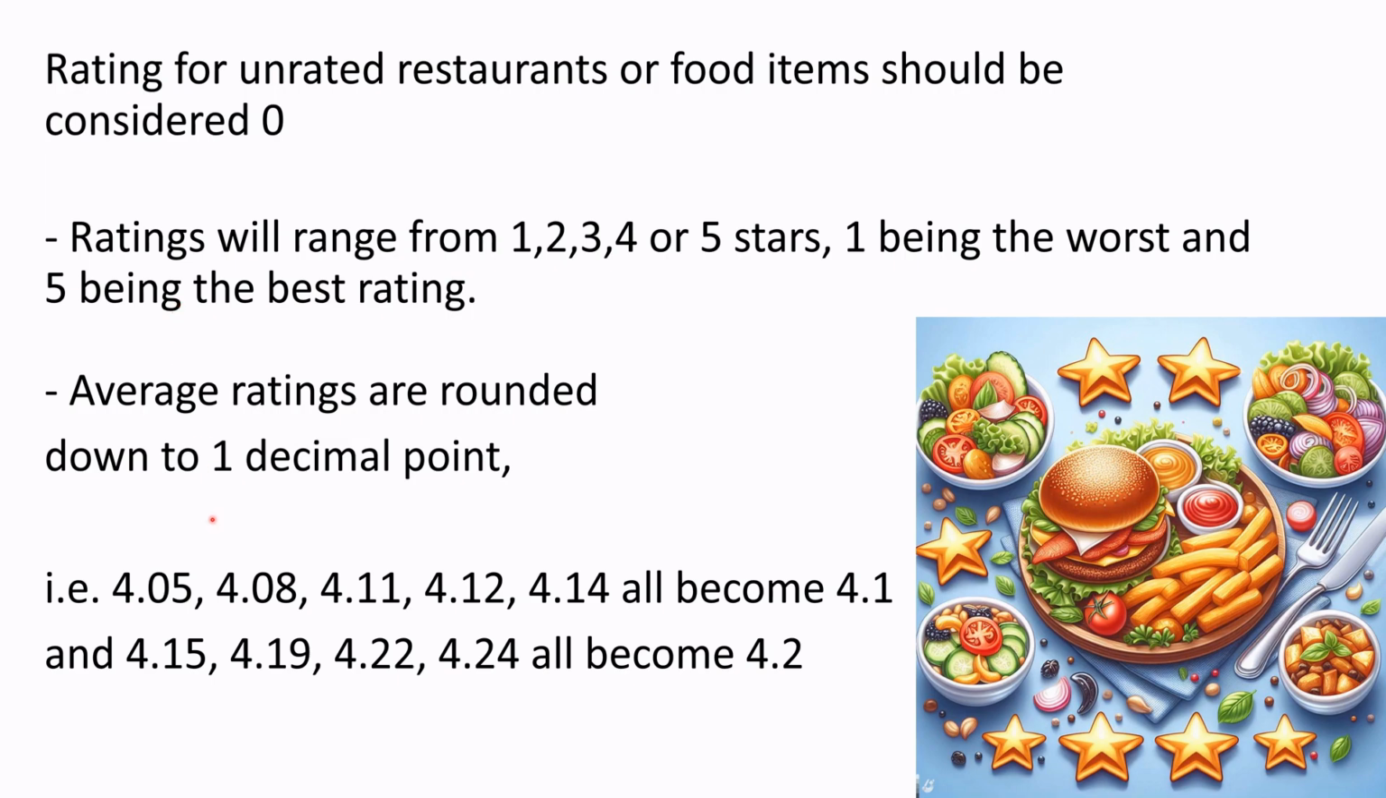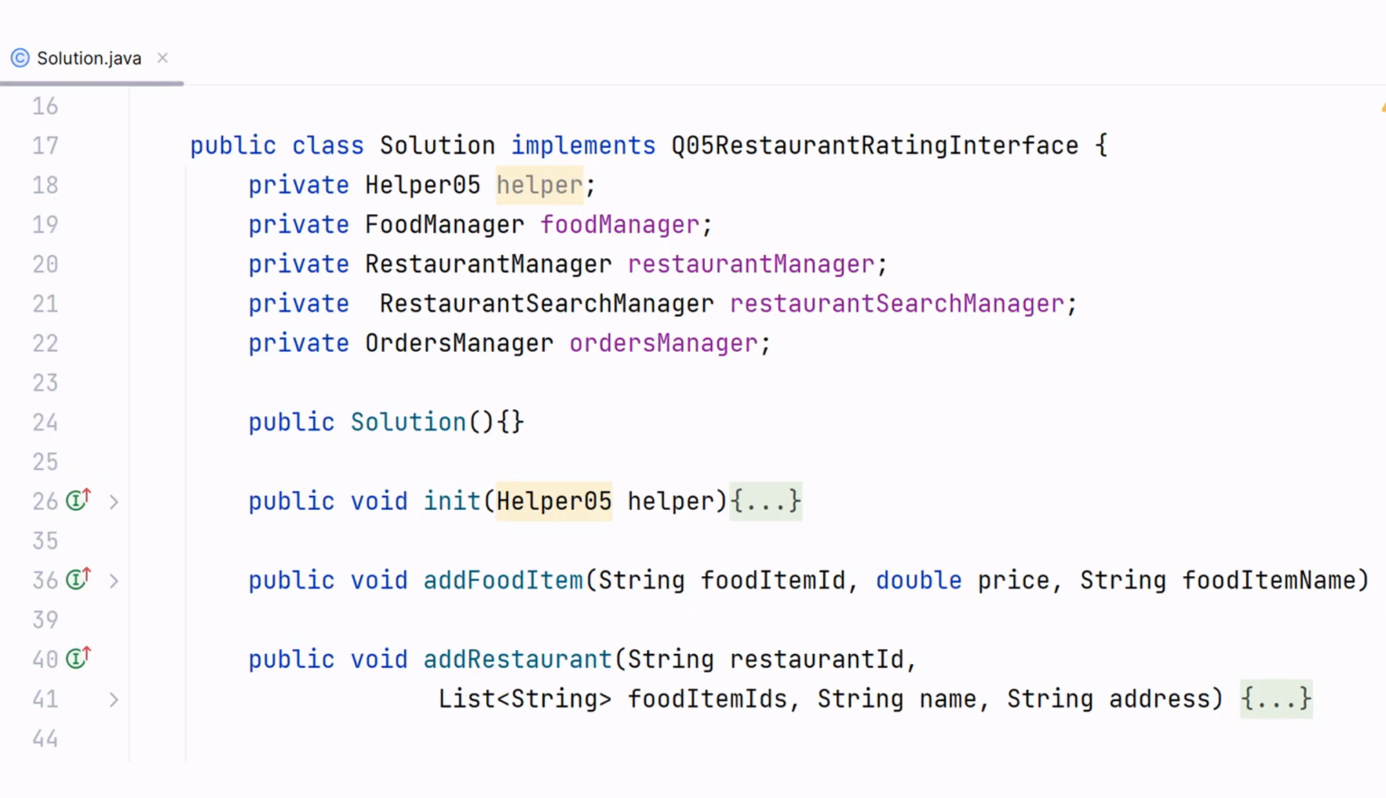The next point is average ratings are rounded down to 1 decimal point. So 4.05, 4.08, 4.11, 4.12 or 4.14 all become 4.1. Again 4.15, 4.19, 4.22 all become 4.2. So anything before 0.05 is truncated and anything after 0.05 is moved on to the next single decimal point.